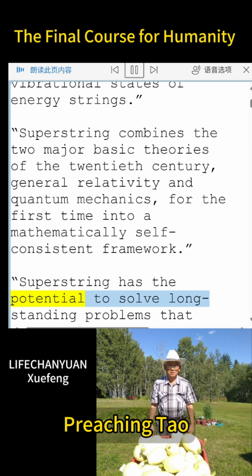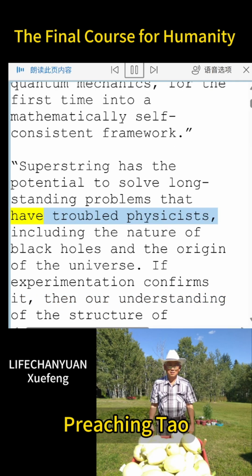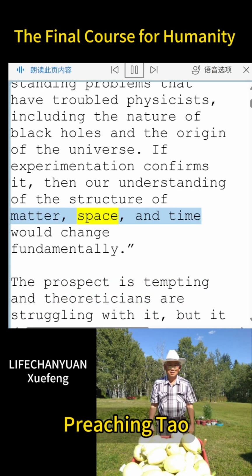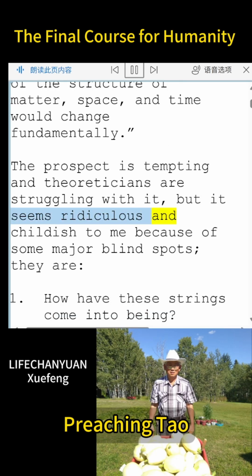Superstring has the potential to solve long-standing problems that have troubled physicists, including the nature of black holes and the origin of the universe. If experimentation confirms it, then our understanding of the structure of matter, space, and time would change fundamentally. The prospect is tempting and theoreticians are struggling with it, but it seems ridiculous and childish to me because of some major blind spots.